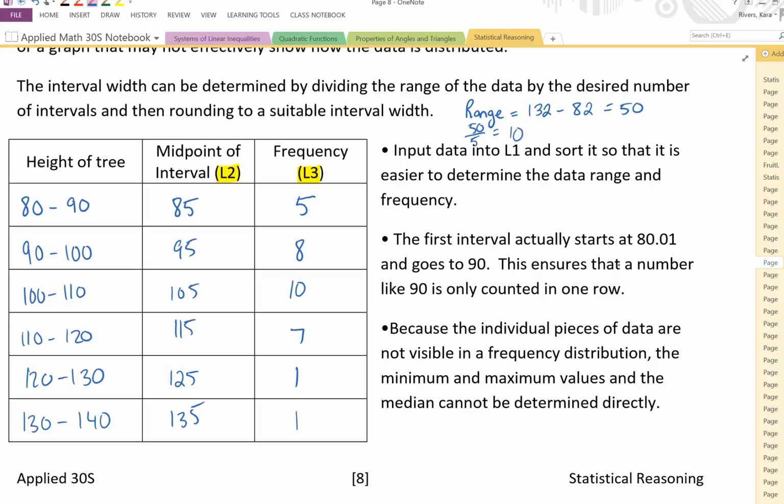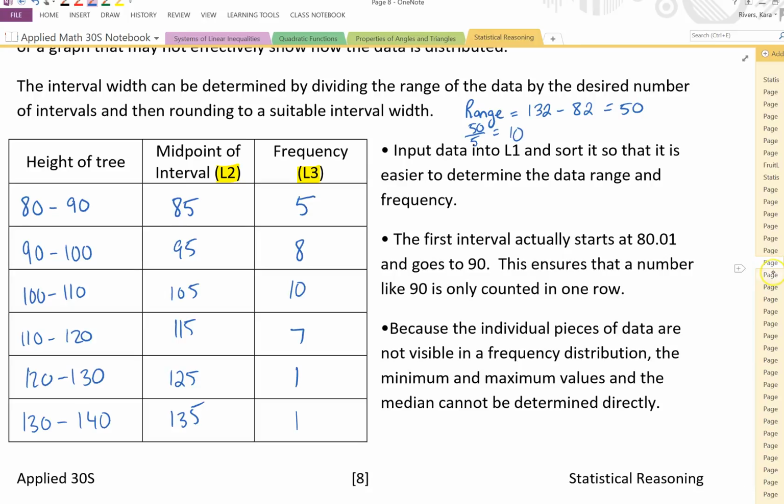Even just looking at this frequency table, you can see a bit better. Like most of our trees are between the range of 100 and 110. That's the majority of them. You could really see the majority of them are between 80 and 120, and there's only a couple that are bigger than 120. So you can still get information from this, but it's a different kind of information than when we put all of our data in like our last lesson.